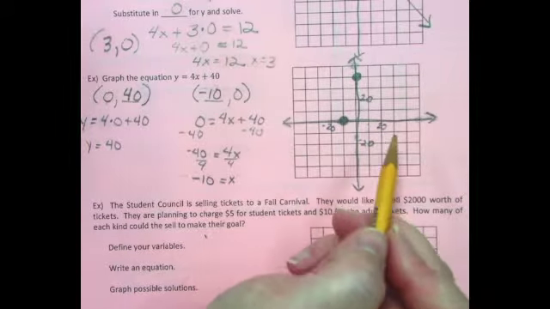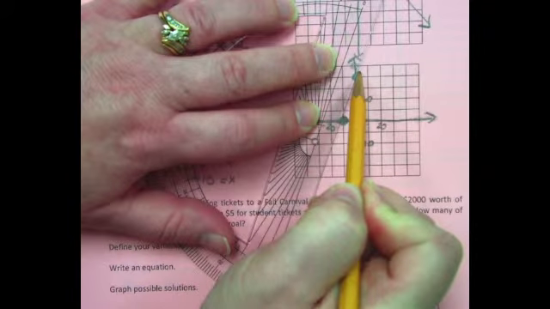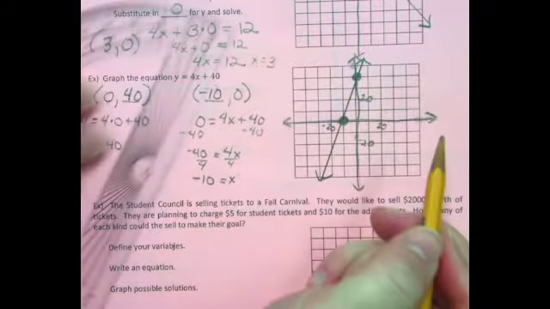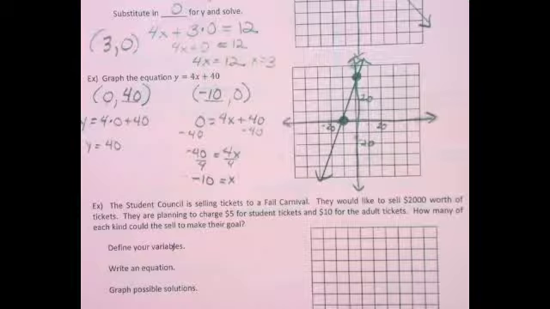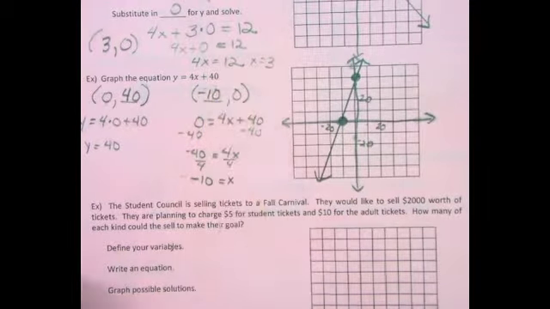Now we have our 2 ordered pairs. We're going to draw a line. And there is our graph of y equals 4x plus 40.